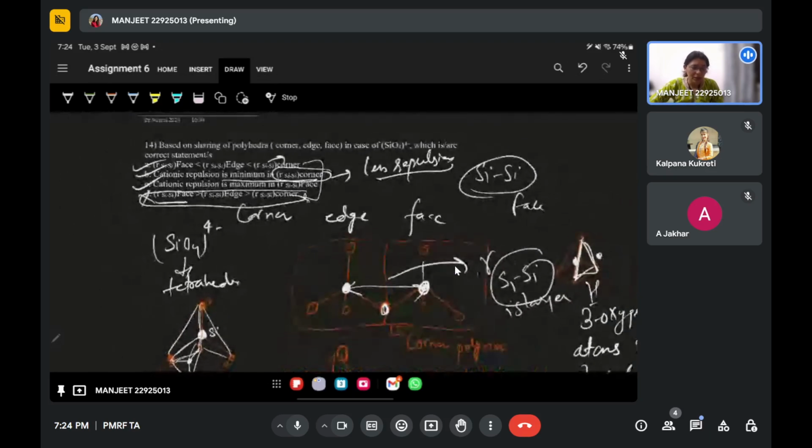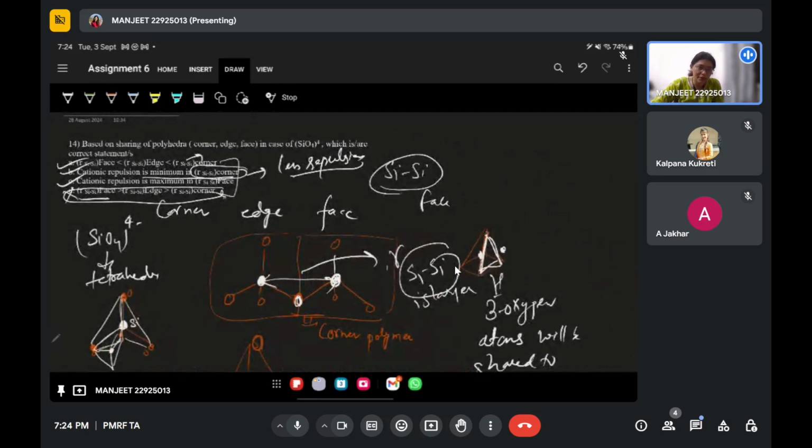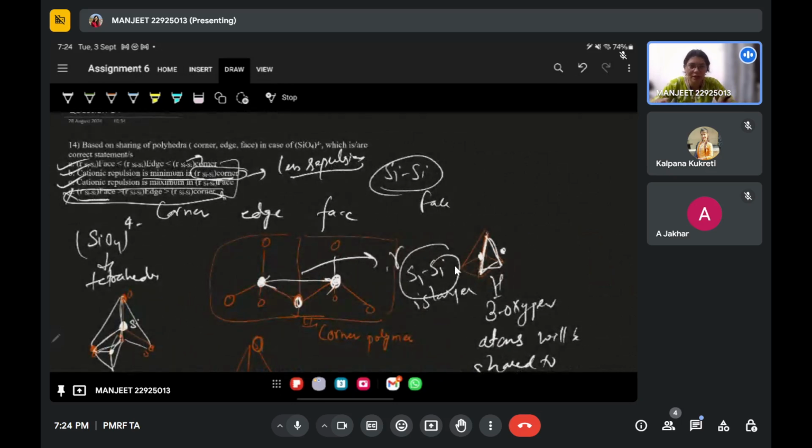If one of my polyhedra is connected to another, how are they sharing? If they are connected with only a single point, a corner atom, then they are kind of free, connected through only a single atom. The silicon and the other silicon have a larger distance. If they are connected through the edge, then the two oxygen atoms are fixed for both polyhedra.